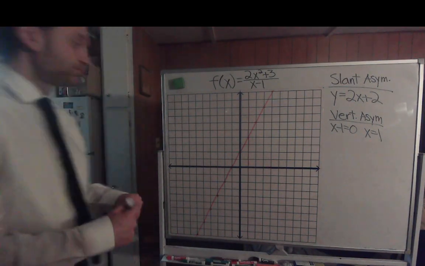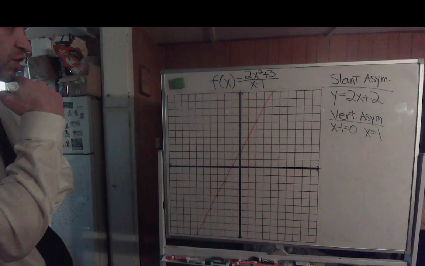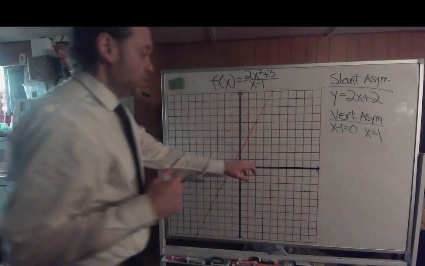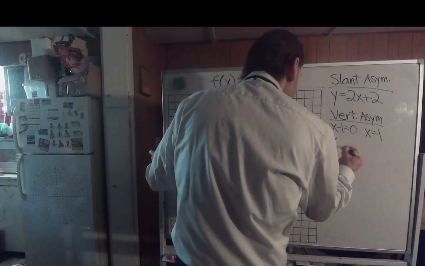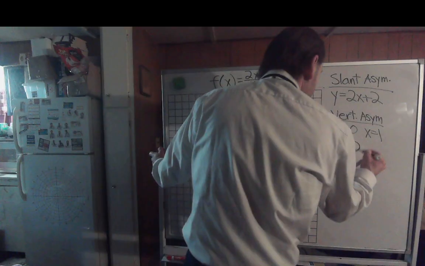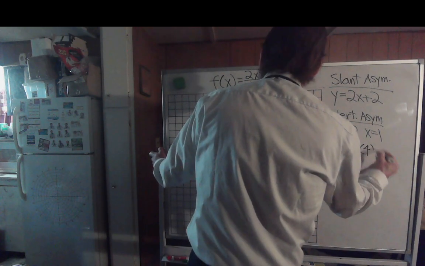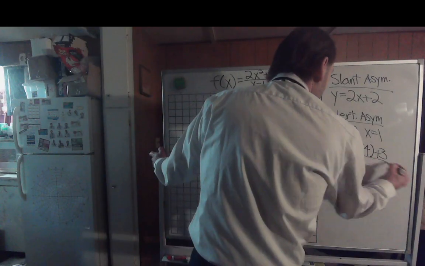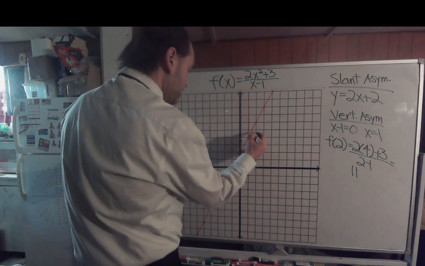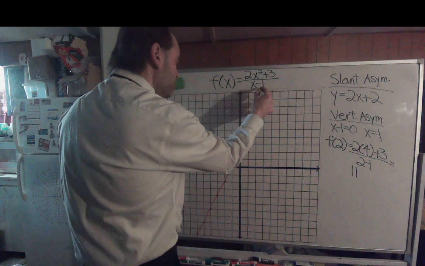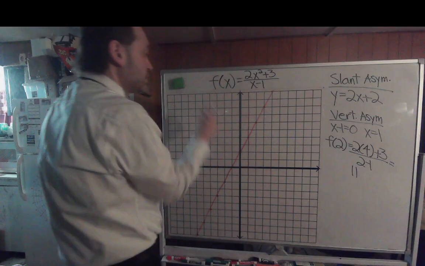Now, let's start plotting some values here. What about when x equals 2? So let's plot f of 2. Well, that's going to be 2 times 4 plus 3 all over 2 minus 1, which would put me at 11. So I'm going to be somewhere up here above the graph. So what about f of 3?